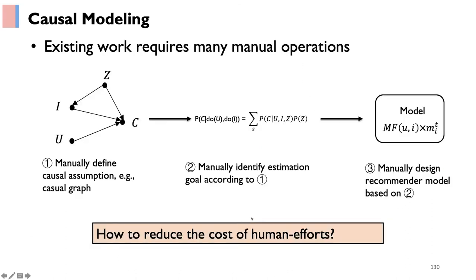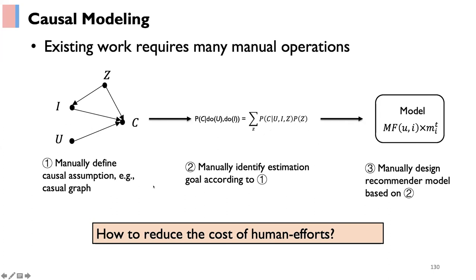Moreover, the existing causal recommendation methods require a lot of manual operations. For example, when we need to build a causal recommender model, we first manually define a set of causal assumptions, for example, drawing a causal graph, and then we manually derive the underlying distributions to calculate the expected estimate. And then we build models for each of these underlying probabilities to learn or estimate the probability and then calculate the target estimate.